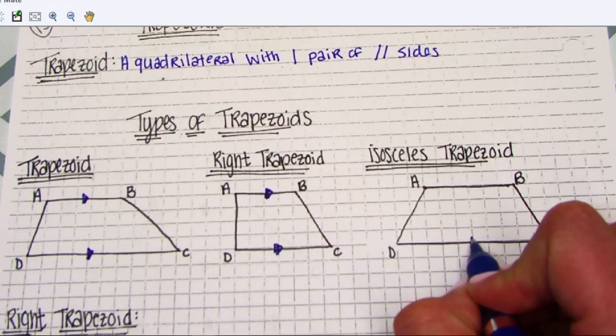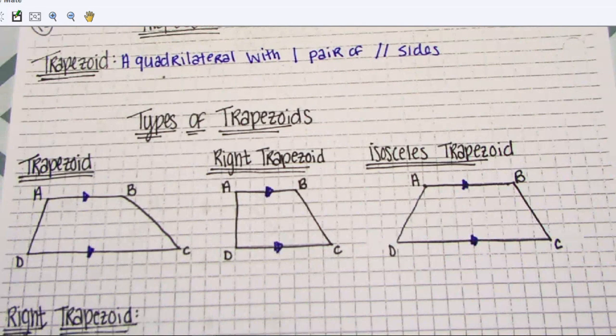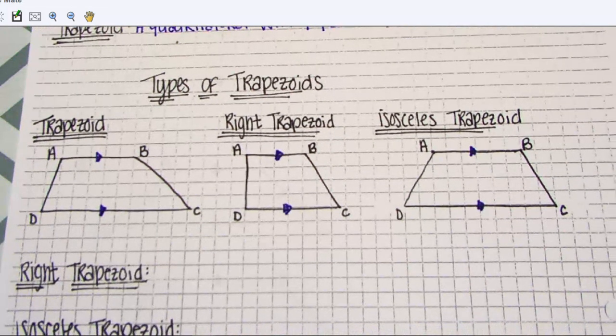Now, as far as these being super prevalent on the ACT, not so much. It's mostly just understanding that if it's got 4 angles, that it adds up to 360. So that's the biggest part, the n minus 2 times 180, where you take the number of sides, subtract 2, and multiply by 180.